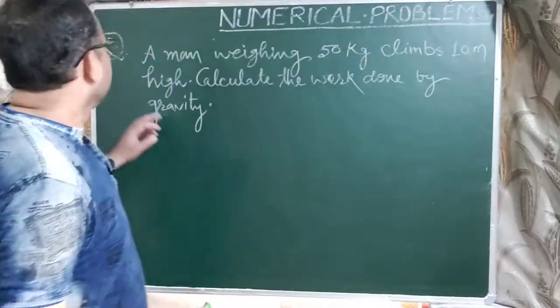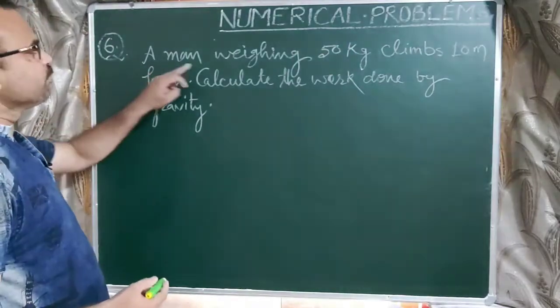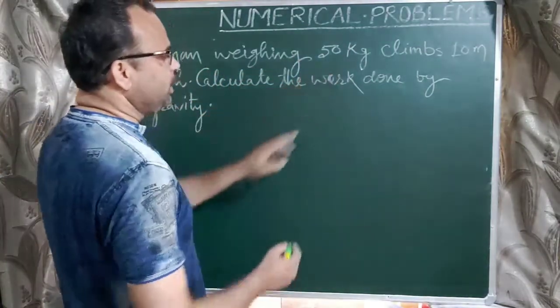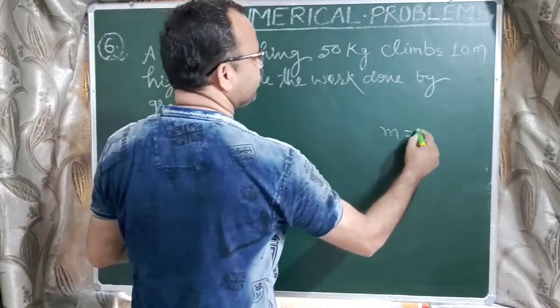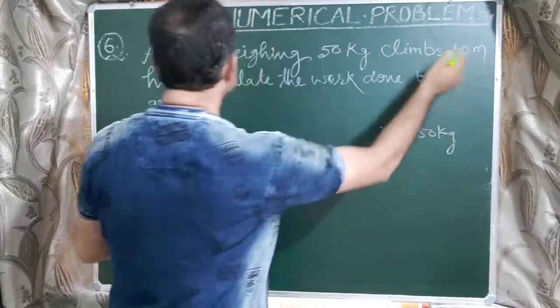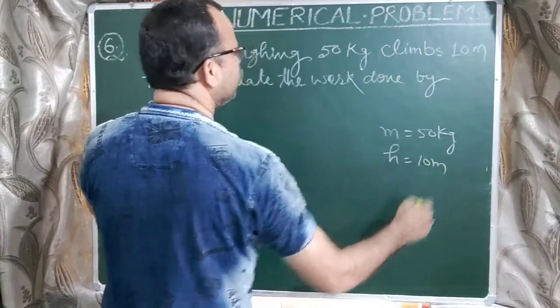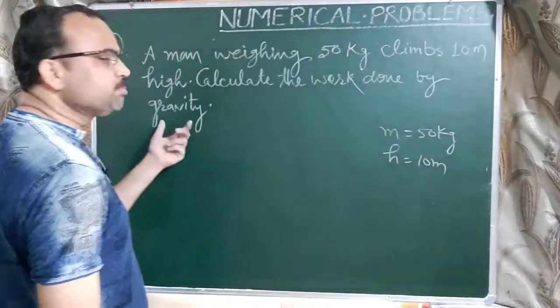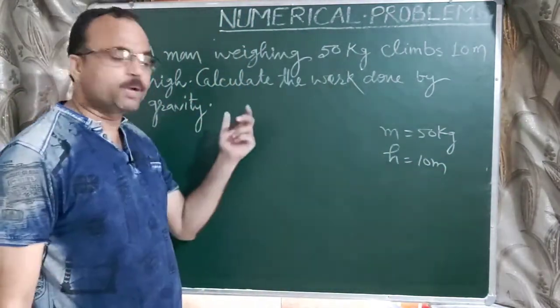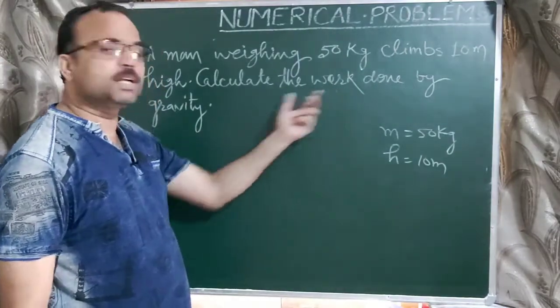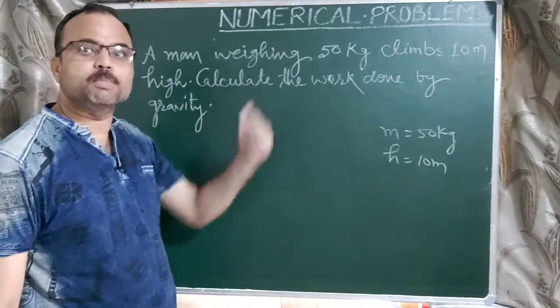Now next, question number 6. A man weighing 50 kg, which means the mass of man is 50 kg, climbs 10 meter high, which means h equals 10 meter. We have to calculate the work done by gravity. So you have to pay attention here: work done by gravity, not work done by the man.